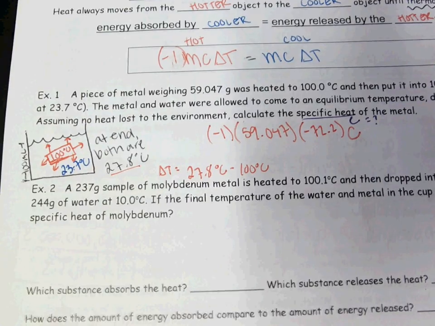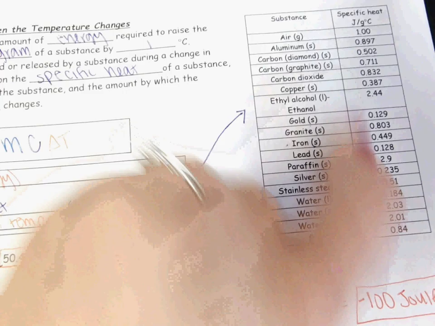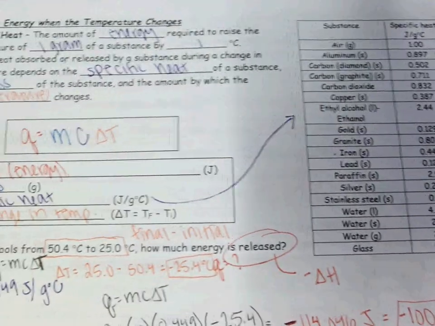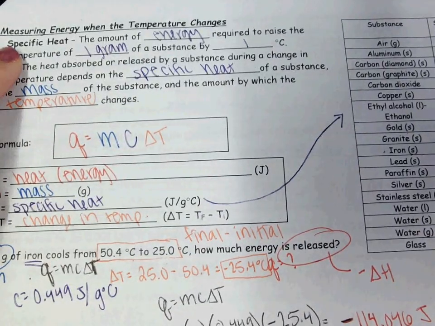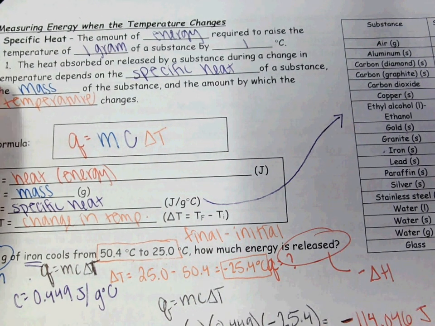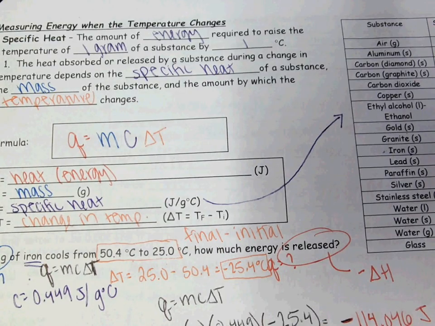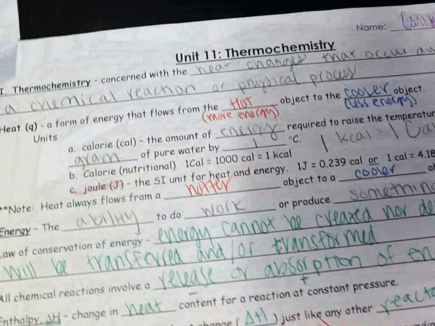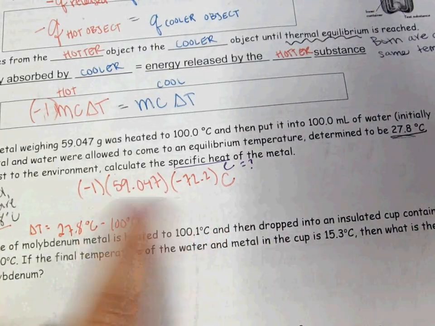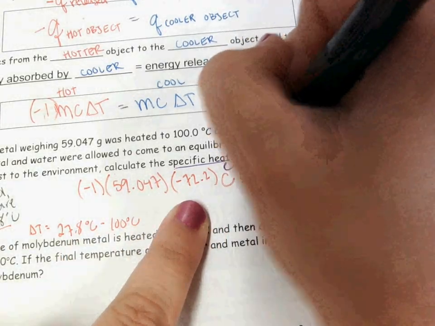Two ways you can tell that. One is if you look at your specific heat chart, which is right here, none of your values are negative. And also, by definition, the specific heat is how much energy it takes to raise the temperature of something, and nothing is going to take a negative amount of energy to raise the temperature. It's always going to take some kind of energy put in to raise the temperature of it. So for my hot substance, those are all the numbers that I would need to use in my calculation.